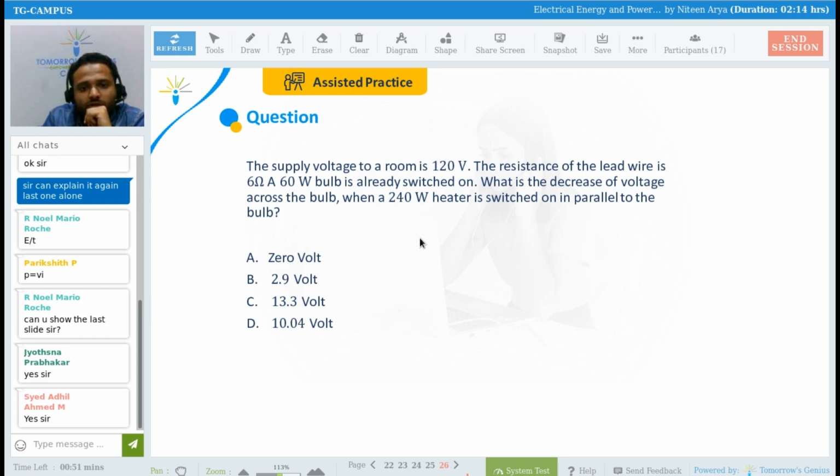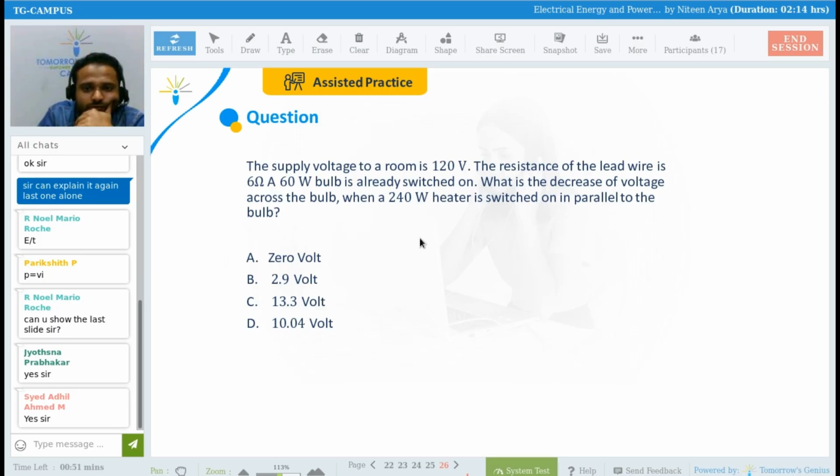Supply voltage to a room is this, the resistance of the lead wire is this, and a 60-watt bulb is already switched on. What is the decrease of voltage across the bulb when a 240-watt heater is connected? Oh, that is easy. I will just explain the diagrammatic problem.